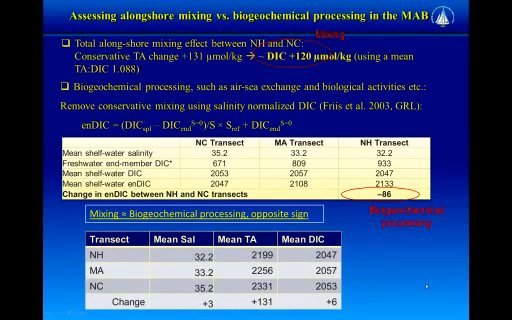Actually, we do see that the mean shelf DIC does not change much from the New Hampshire to North Carolina transects. So this is consistent with what we came up with in this analysis.